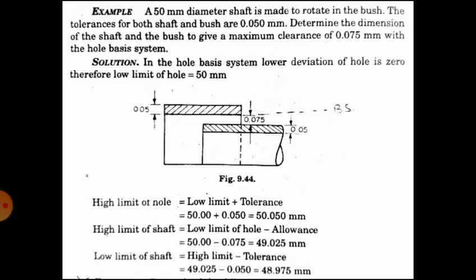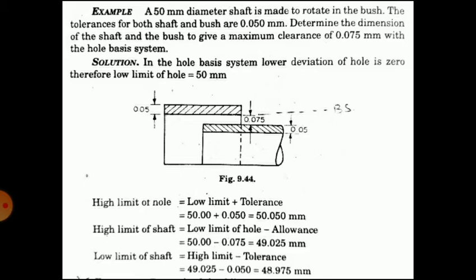Now the higher limit of the shaft. The maximum clearance is given as 0.075 mm and it is indicated in the diagram. Maximum difference means the allowance, that is the difference between the lower limit of the hole and the upper limit of the shaft. So the high limit of the shaft equals the low limit of the hole minus allowance. So 50 minus 0.075 means 49.925 mm. That will be the higher limit of the shaft.